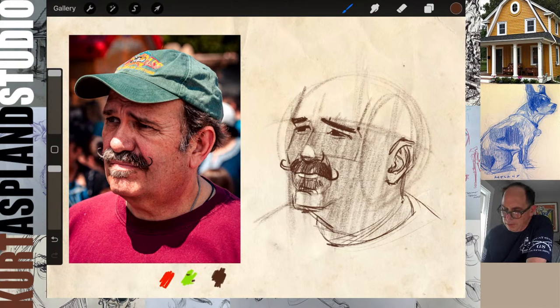Okay, let's get this hat on his head. And whenever we draw hats, we always ignore the brim. We only look at the cap part, okay? So this cap, let's see now, it's coming down like this. Don't worry about the brim, just get the cap.